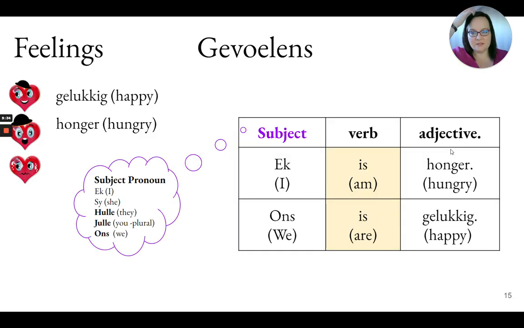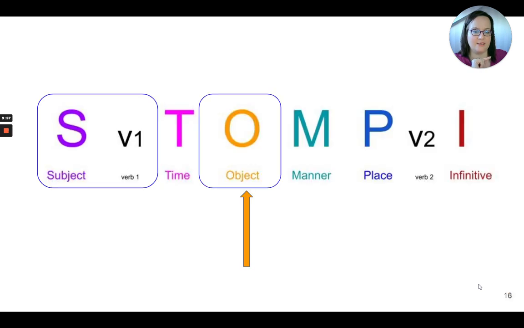Okay, I just added this extra one just with an is because we did it in the previous lesson, so that you can just see that subject, verb and adjective after that you don't always just need the object, but you can have an adjective as well with your emotions. Ek is honger, ons is gelukkig. Okay, so just as a side note, although this doesn't have an object.